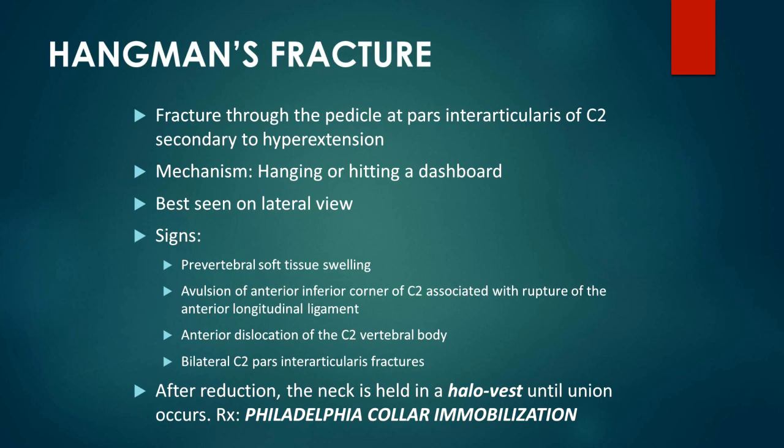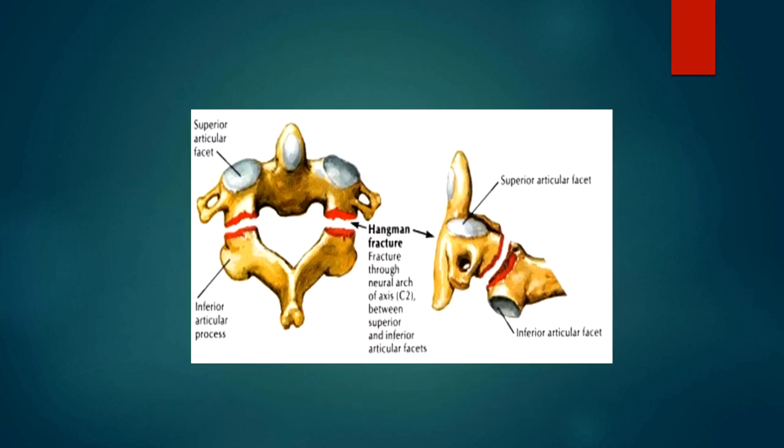It's best seen on lateral plain films or on CT neck. You will see prevertebral soft tissue swelling, avulsion of the anterior inferior corner of C2 with a rupture of the anterior longitudinal ligament, anterior dislocation of the C2 vertebral body, and bilateral C2 pars interarticularis fractures. So after reduction, the neck is held in a halo vest until union occurs. There's a bunch of different collars out there and vests that they use, but this is a very unstable fracture. So you can see here, it breaks it in half.